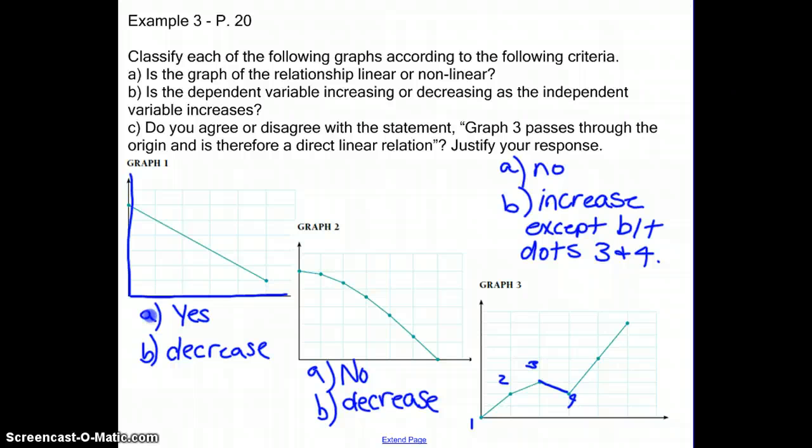Okay, and part C: do you agree or disagree with the statement? Graph 3 passes through the origin and therefore is a direct linear relation. Justify your response. So is graph 3 a direct linear relation? Okay, it does pass through 0, 0, yes. Good, but it doesn't make a straight line. So graph 3 is not a linear relation. It can't fit into C, even though it does start at the origin. It would need to make a straight line first.